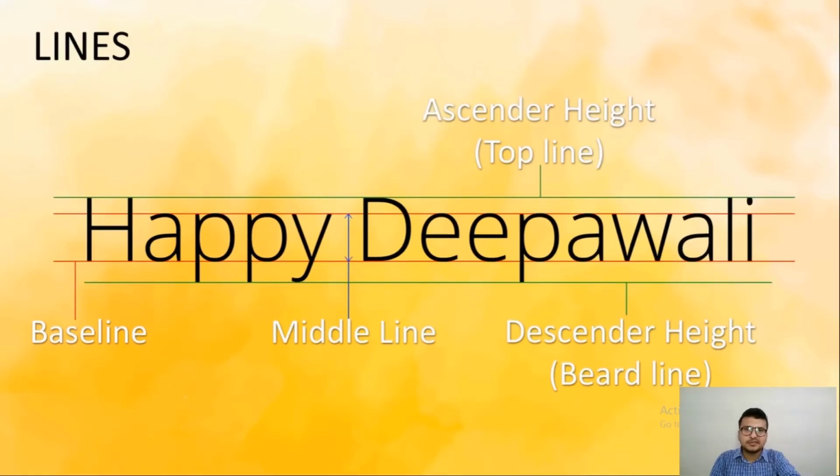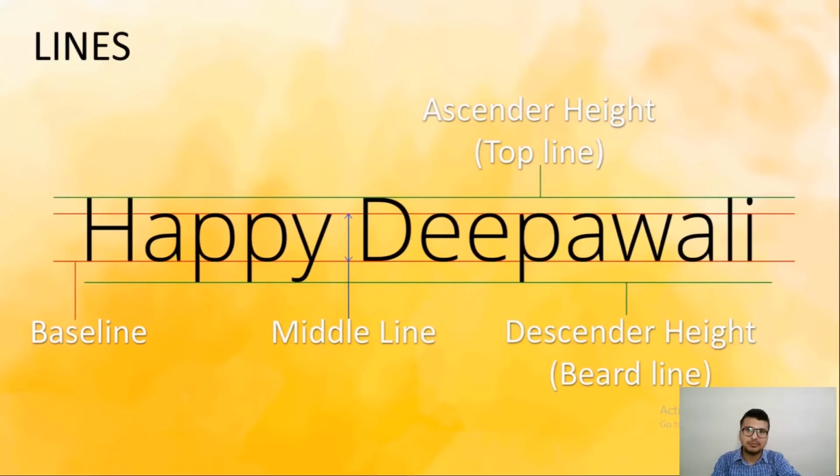This line is a small example of baseline, middle line, ascender, descender. Whenever we design a magazine, whenever we design a newspaper or a pamphlet or other things, there are a few things that we keep in our mind. Baseline. Now, what is baseline?